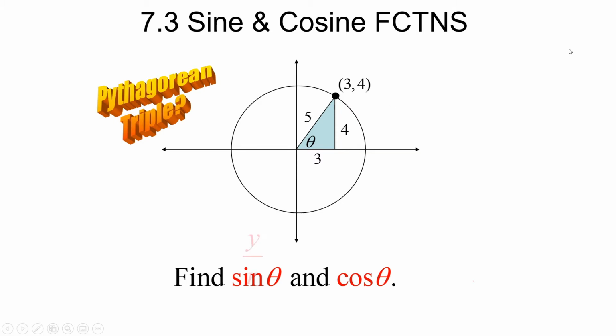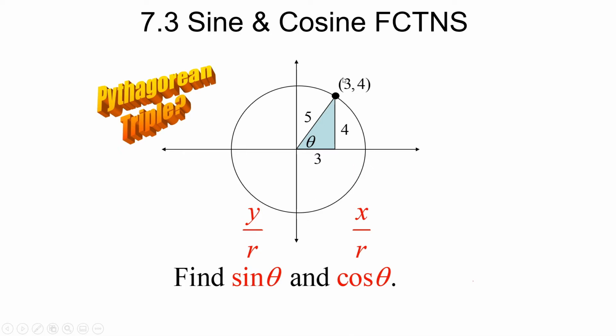All right. So, find sine of theta. Well, sine of theta is y over r. And cosine of theta is x over r. So I already know the answers here. Y over r would be 4 over 5.